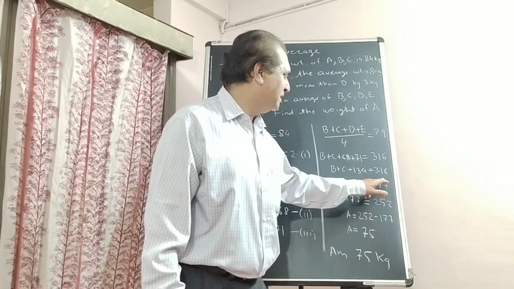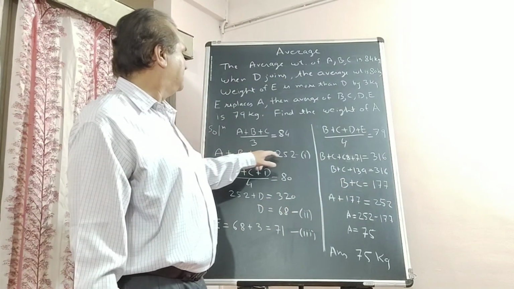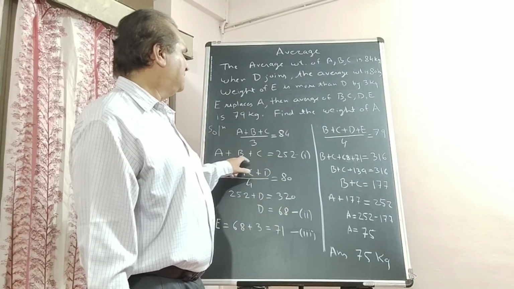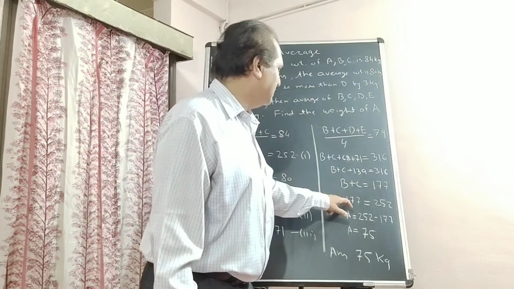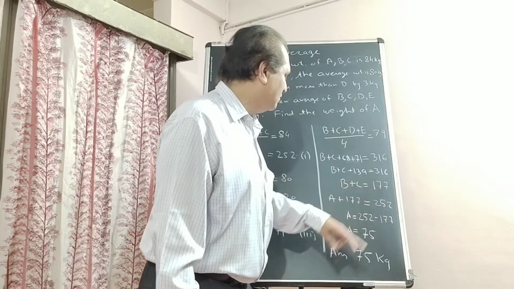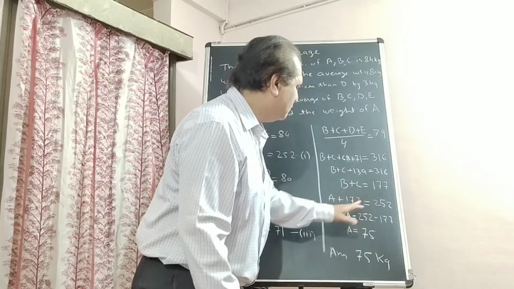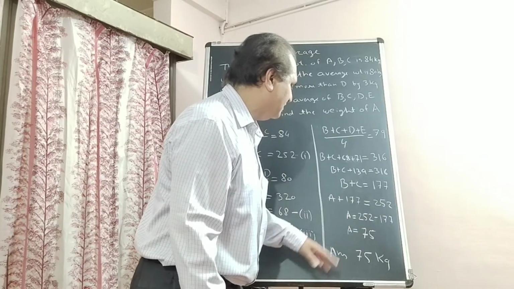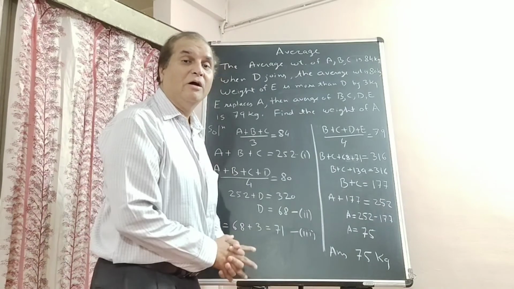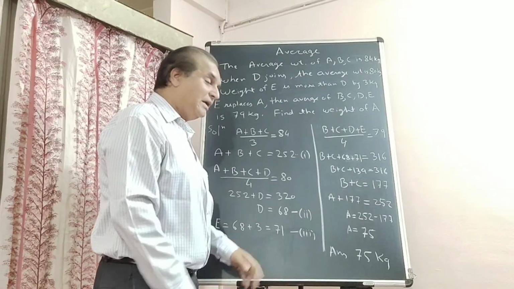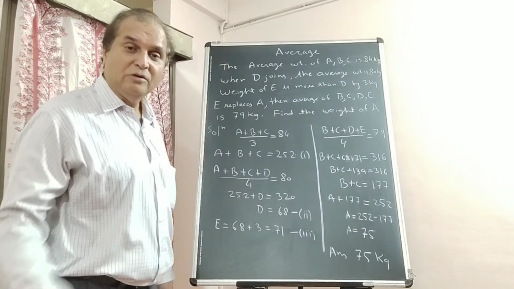Now you got B plus C 177. Now you know A plus B plus C is 252. This B plus C is 177. So A plus 177, that is B plus C, equal to 252. 177 shifting that side, A is equal to 252 minus 177. And the subtraction comes to 75. And we got the answer of A equal to 75 kg. You have to take the correct answer.